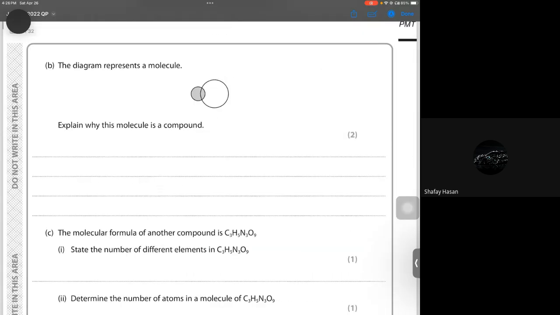The diagram represents a molecule. Explain why this molecule is a compound. Shafe, what do you think, why is this molecule a compound? How can you say why this molecule is a compound?